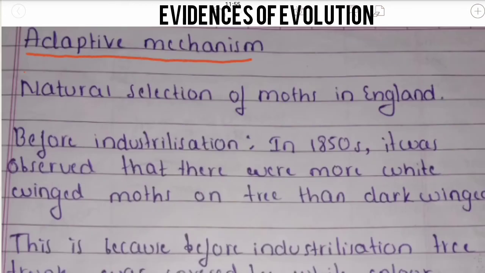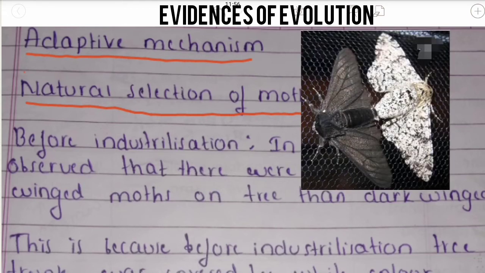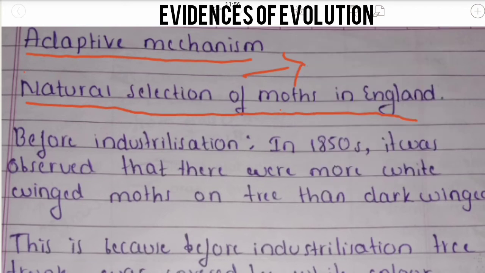Adaptive mechanism. This is really important. Adaptive mechanism, a most important question from the board's point of view. The natural selection of moths in England. Let us understand. We will derive here two cases: what happened before industrialization and what happened after industrialization in the case of moths in England. These are the moths, white as well as dark winged moths. We will study the comparison.